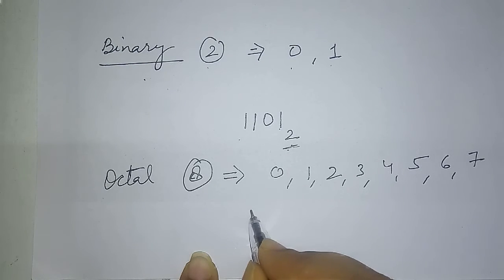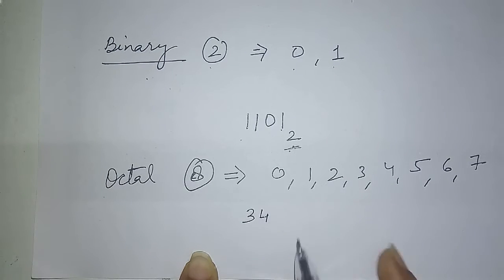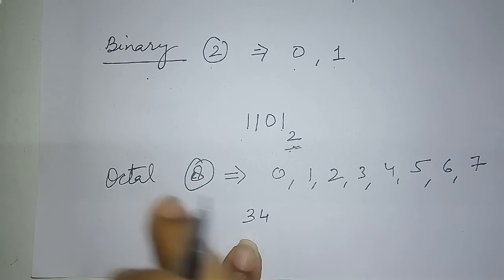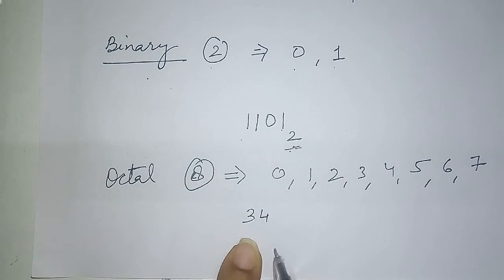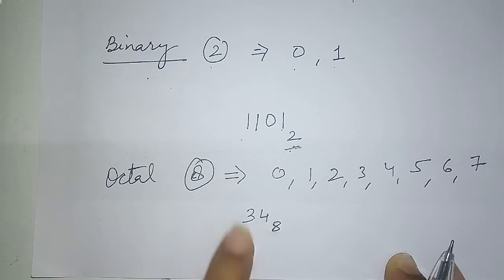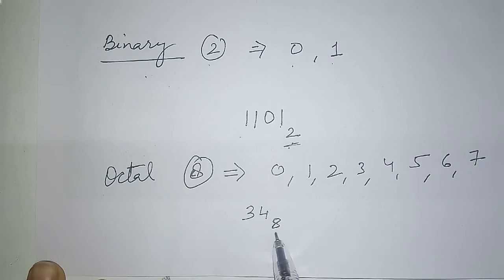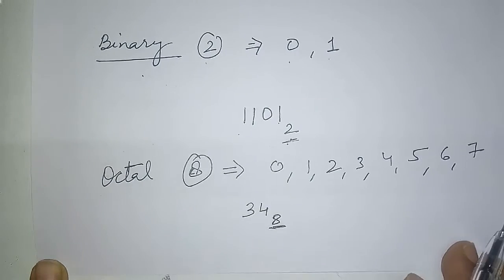Suppose we have taken the digits 3 and 4, but to make the difference that this 34 belongs to the octal number system, not the decimal number system, we are going to put the base of 8 over here, because 34 can be represented in the decimal number system also. So to give it a difference, we are going to use the base at the right end.